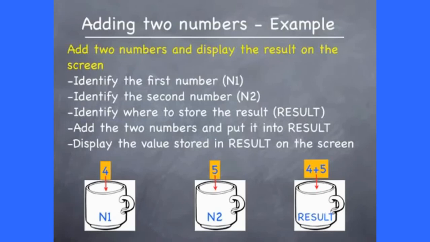To give you a visual representation, three containers have been displayed. The first container is given the name N1 and it stores the value 4. The second container is called N2 and it stores the value 5. The third container is called result and it stores the addition of 4 and 5, which is 9. What I have tried to explain is that the task of adding two numbers would require you to identify a so-called container to store the values and then work with the values to accomplish the given task.